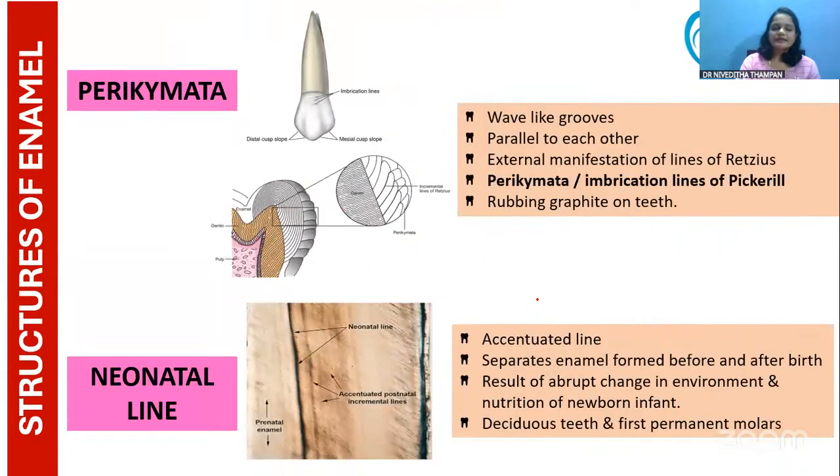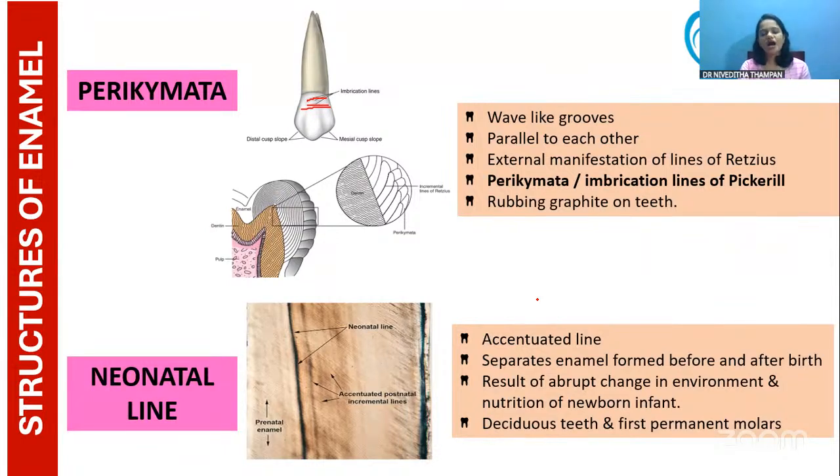Now, with this striae of Retzius, sometimes you will be able to see wavy grooves like this in the cervical region of the teeth. Okay, mainly in the canine and premolar area. If you all touch and see, you'll be able to see some small wave-like grooves that are present in the cervical region.